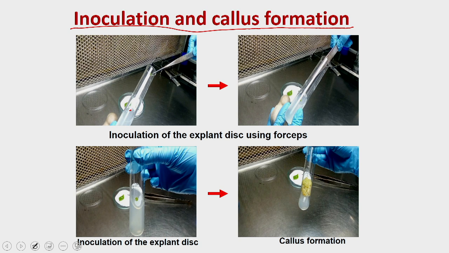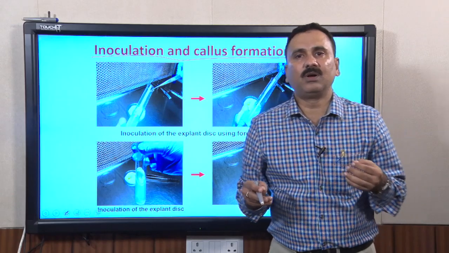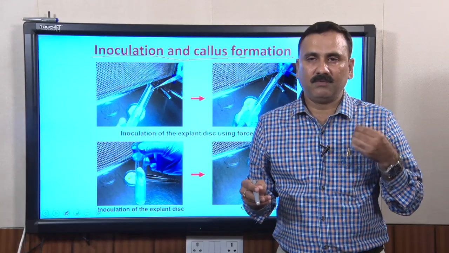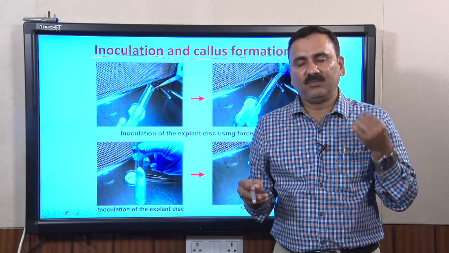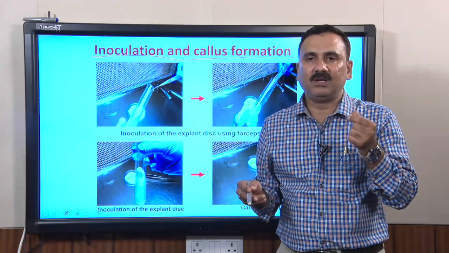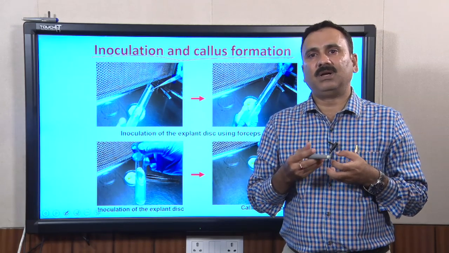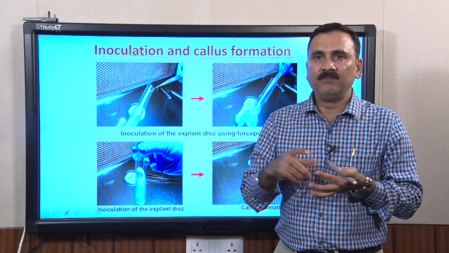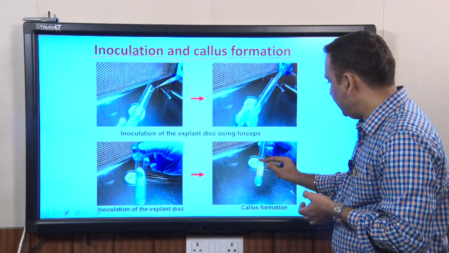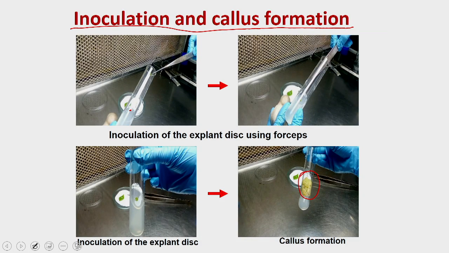into the culture media, or inoculate the explant disc into the media. And once you inoculate, you have to leave it for a few weeks, and in this period the inoculated disc will take up the nutrition from the media and it will grow, and ultimately with the help of a combination of hormones, it is going to give you a fragile callus.